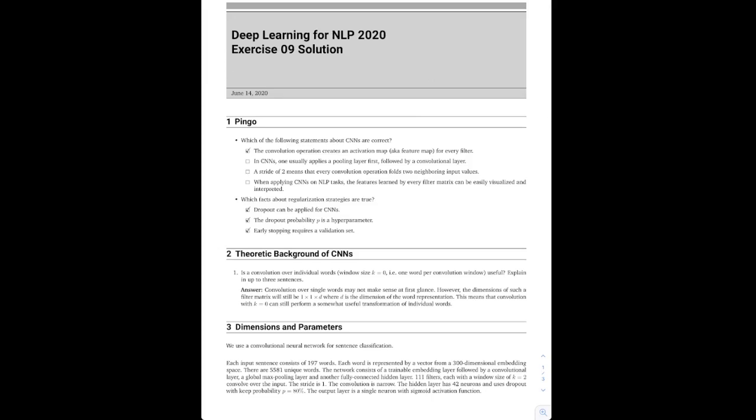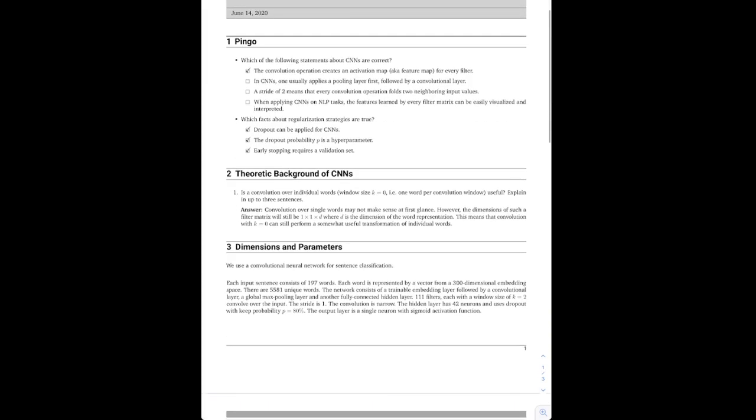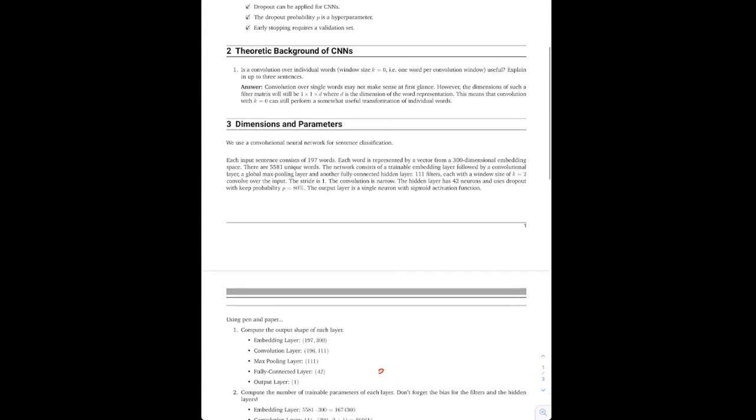Hello, everyone. Let's move to the CNN exercise. As usual, we provide the bingo question and the theoretical questions, both of which are not difficult. I believe you can solve them by yourself. And for the last question, which is about computing the dimensions and the parameters, it needs some small calculations, so I will give a brief discussion on this question.